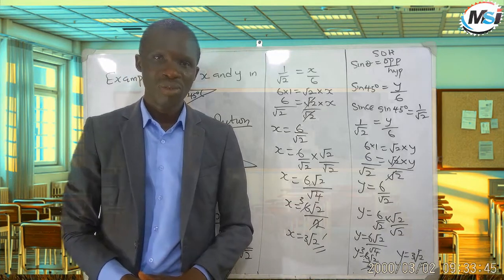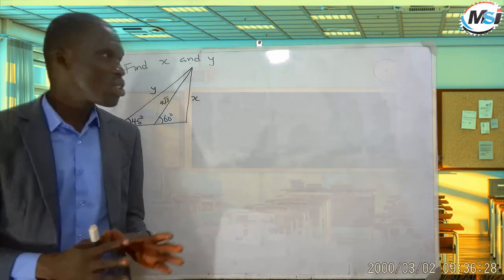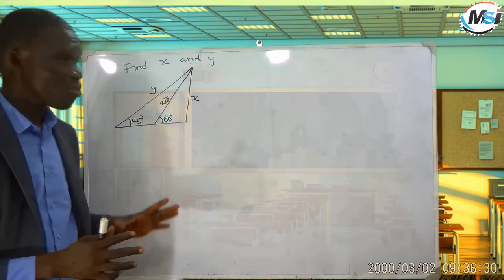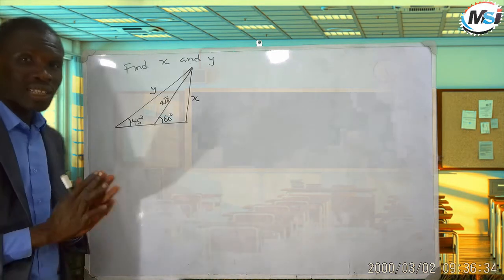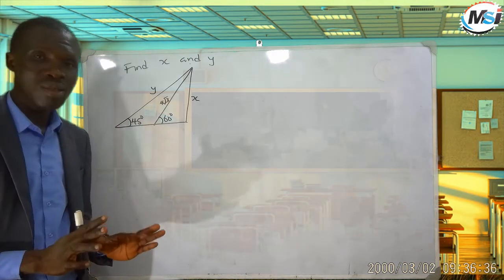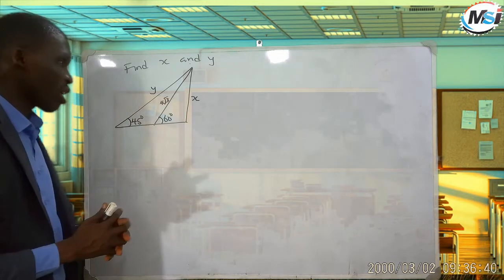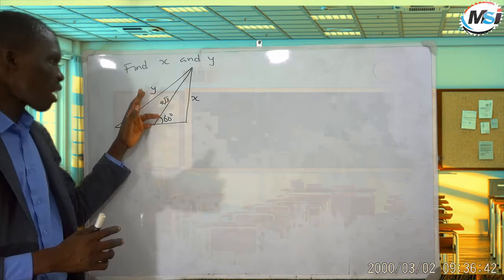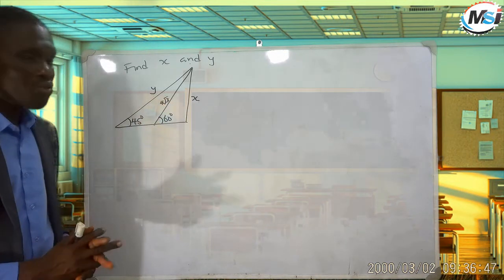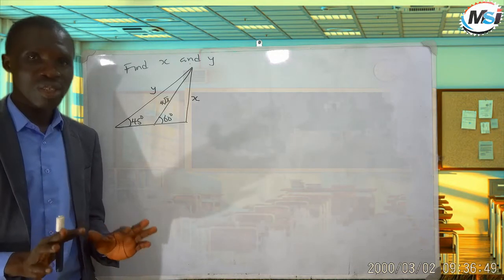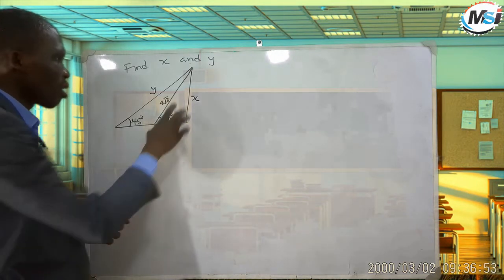Okay class, let's take a look at this question together. The question is, find x and y from the diagram you can see on the board. And you can see that this is a combination of two angles, which is angle 45 and angle 60 degrees. This is x, this is y, and this is 4 root 3. Now, for you to solve this, you need to understand something. This is 1.